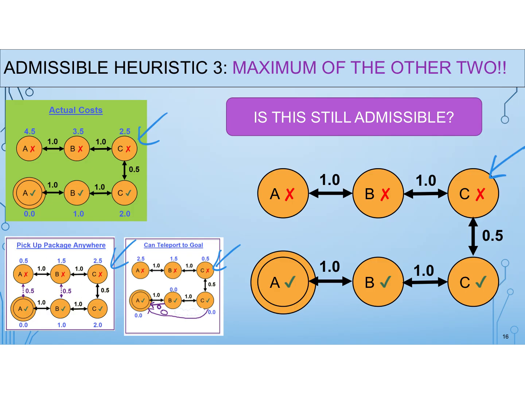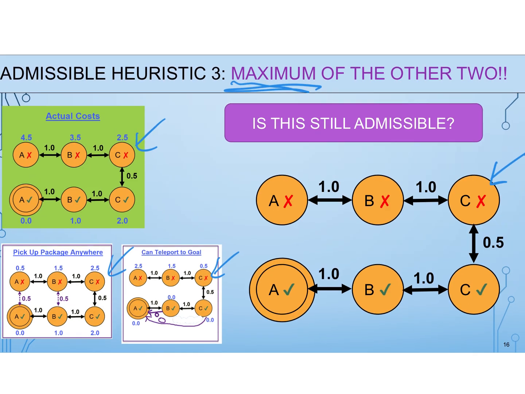Okay, so the question is, is this heuristic still admissible if I take the maximum of the other two? Because remember, as we said, you can always make the value of the heuristic 0 for every single state, but then it doesn't help you very much. If you think about A star, if the heuristic is 0, then that's just lowest cost first search, because we're just back to using the path cost so far.